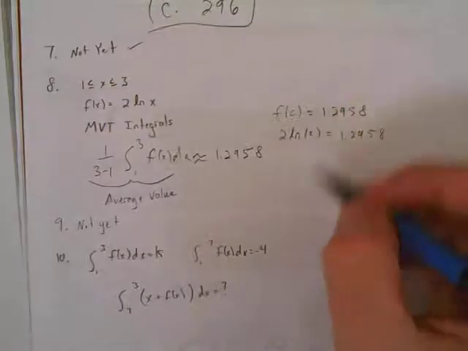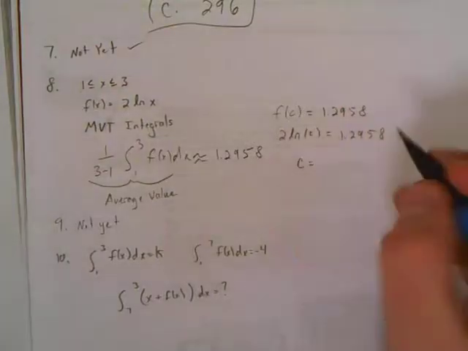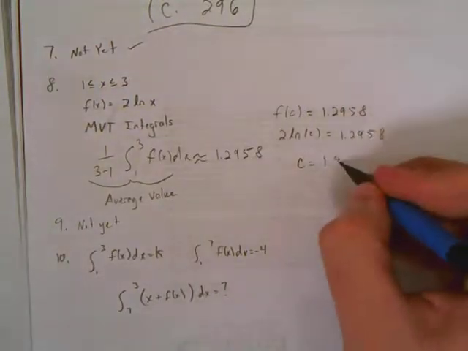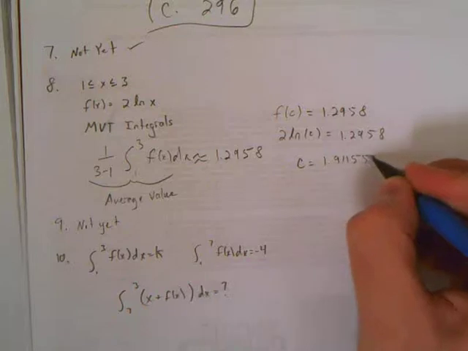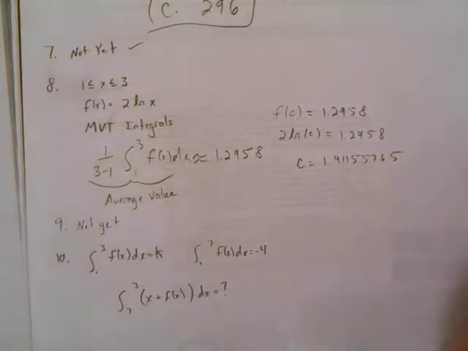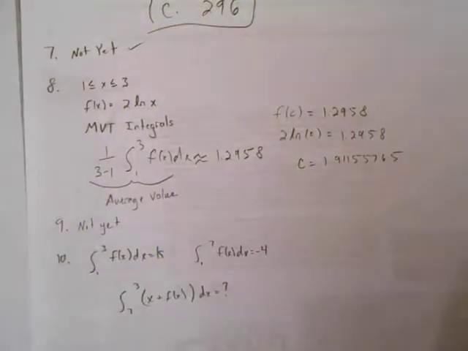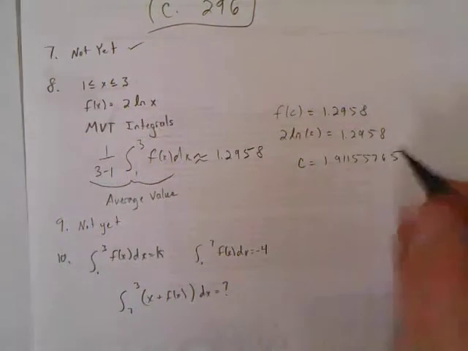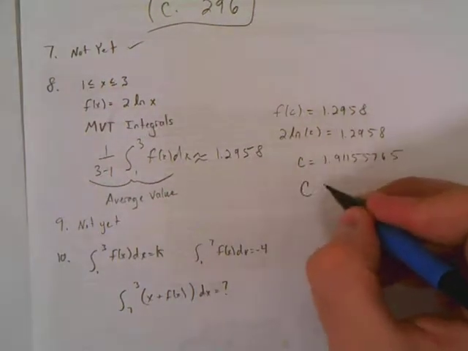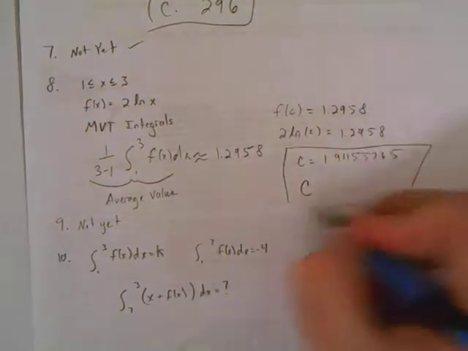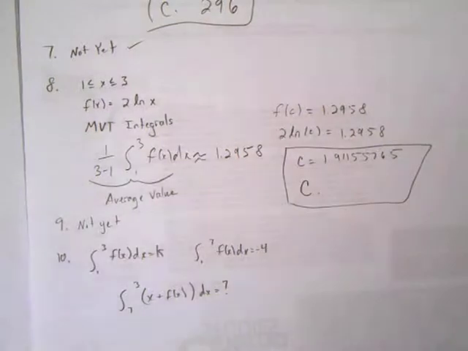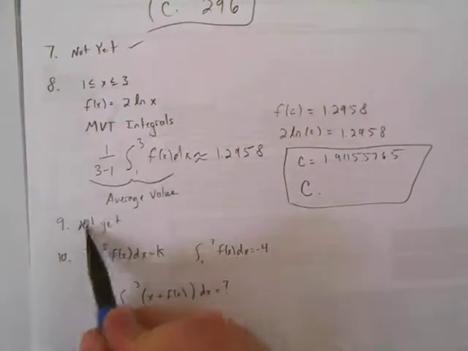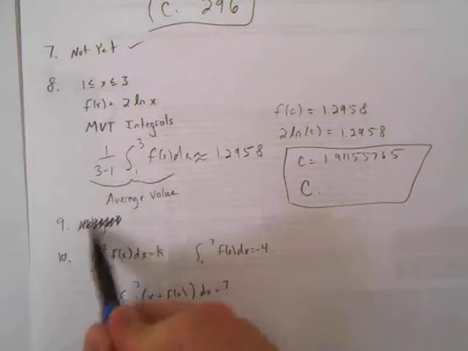So divide by 2 and then take base e of both sides. And when you do that, you get 1.91155765. And that is C. And there's number 8 for you. Number 9, I said not yet. I don't know why I put not yet. We can do number 9.